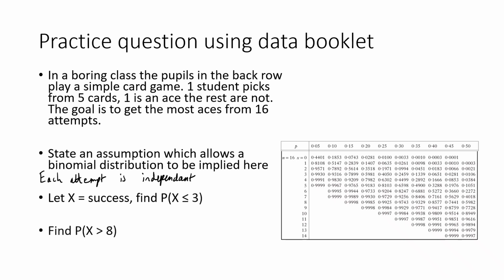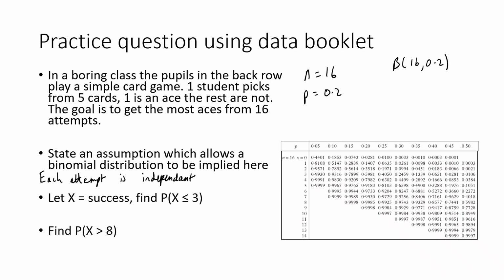Okay, so the next question is, let x be the number of successes. Find the probability of x being equal to or less than 3. First, let's write the parameters of this distribution. So n is 16 because there's 16 attempts. P, there are 5 cards and 1 is right, so it's 0.2. So we write the parameter binomial 16, 0.2.